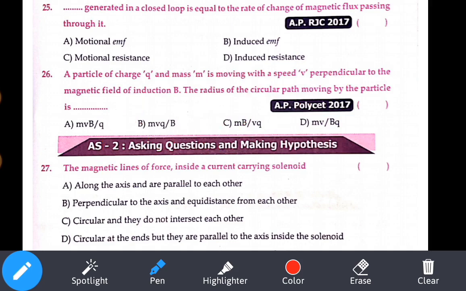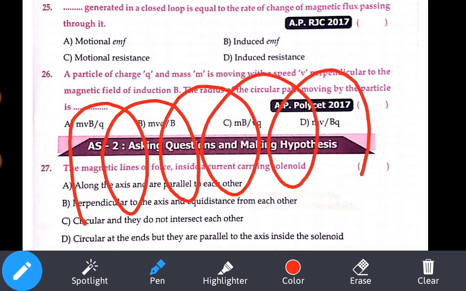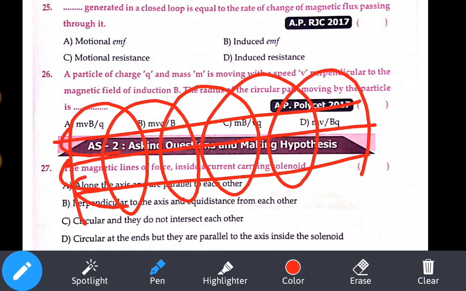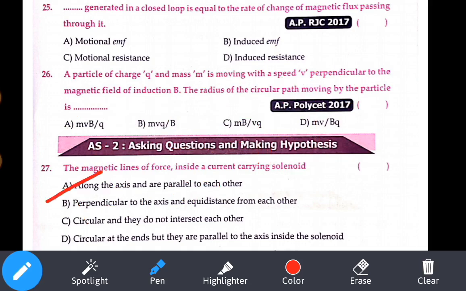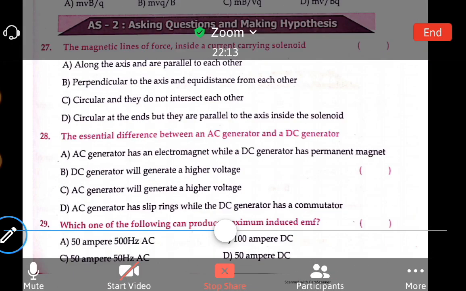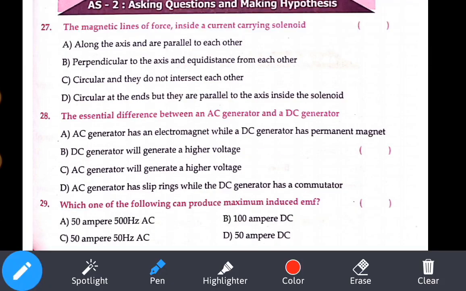Inside the bar magnet or solenoid, both are same. What we have seen is that whatever the magnetic field is that is passing inside, it will be moving parallel, right? That is the reason we say that magnetic field will be constant. What we can say is that here along the axis and it is parallel to each other. Option number A. Still there in that page. The essential difference between the AC generator and DC generator.